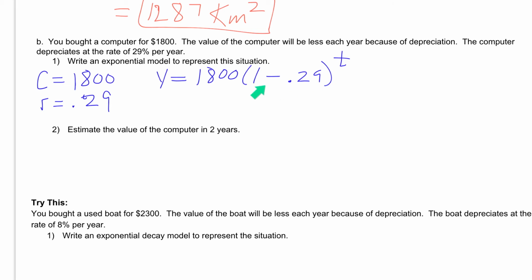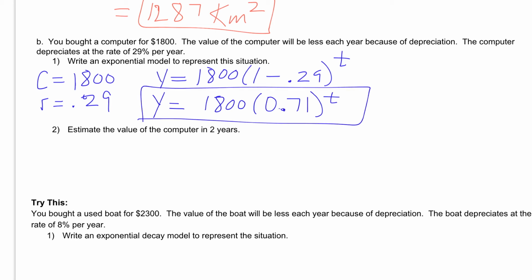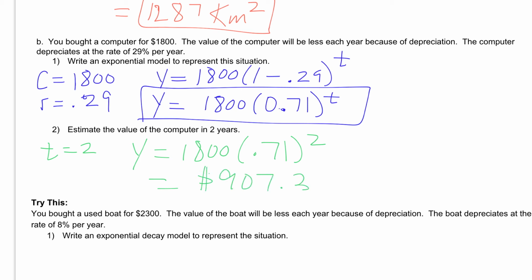And then you're going to do that simplification, subtract the 1 minus 0.29, and we get Y equals 1,800 times 0.71 raised to the T. There's our model or our function. And then we want to estimate the value of the computer in 2 years. So that is when T is equal to 2. So we get Y equals 1,800 times 0.71 raised to the second. Plug that in your calculator. Double check your answer with me. If you plugged it in correctly, you should have gotten $907.38.